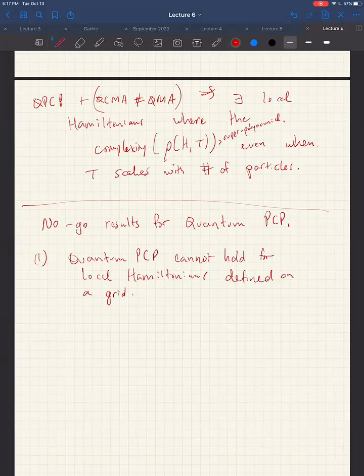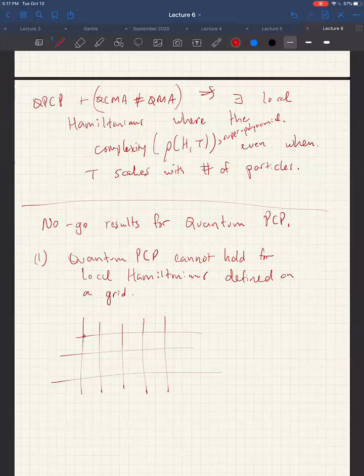have constraints that lie on a grid. So what I mean by this is that you can't have a Hamiltonian where you have qubits in, say, some 2D grid, say qubits are all in the corners here, and then all the Hamiltonian terms act on nearest neighbors.